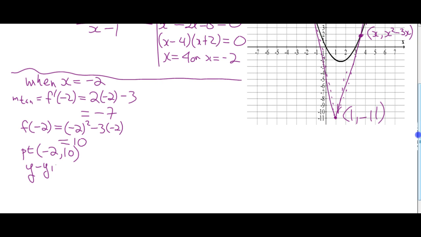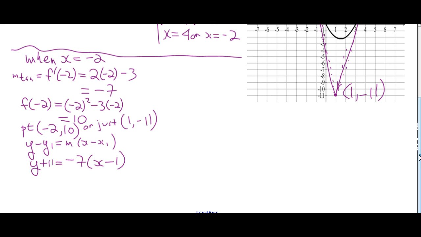So y minus y1 is m times x minus x1, right? Or just use 1, negative 11 to save time. So y plus 11 is, what was m? It's negative 7, times x minus 1. Scroll down. y plus 11 is negative 7x plus 7. Let's kick the negative 7 over, so 7x plus y plus 4 is equal to 0. So that's one tangent line.